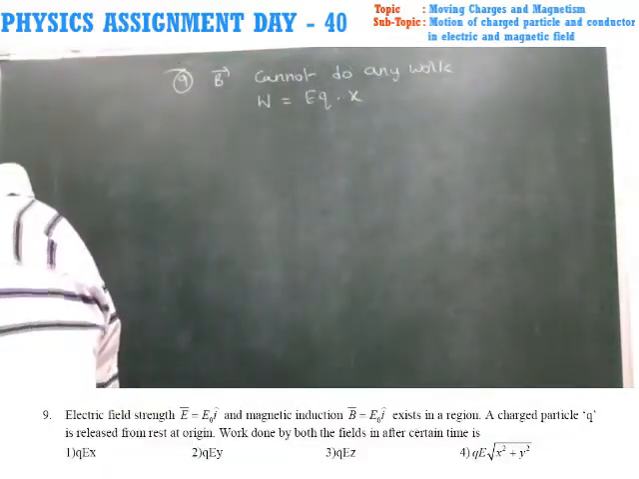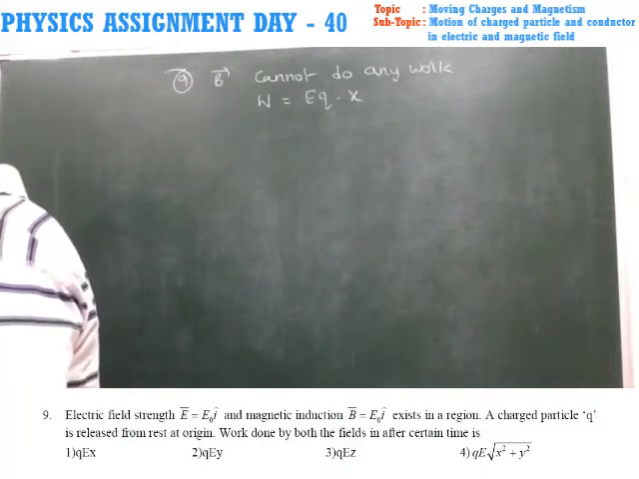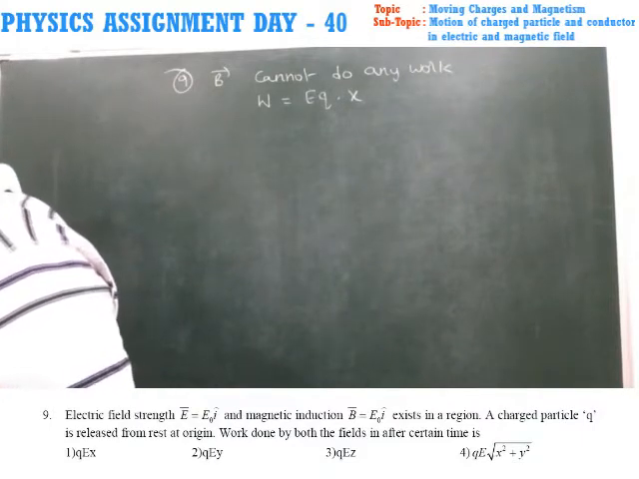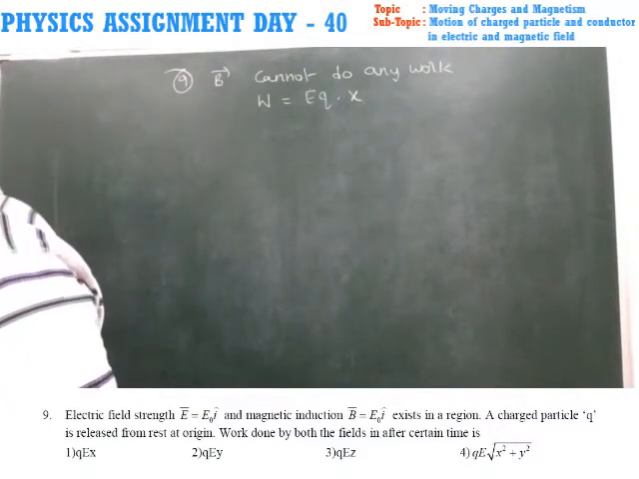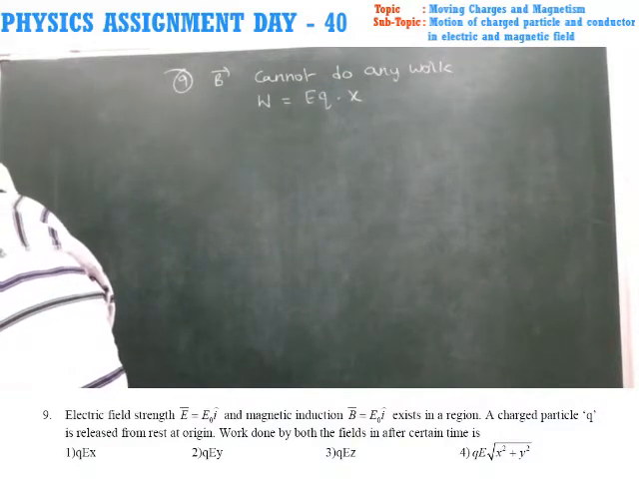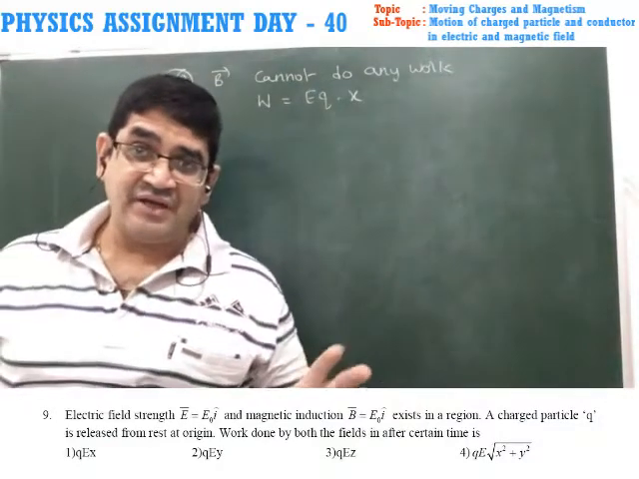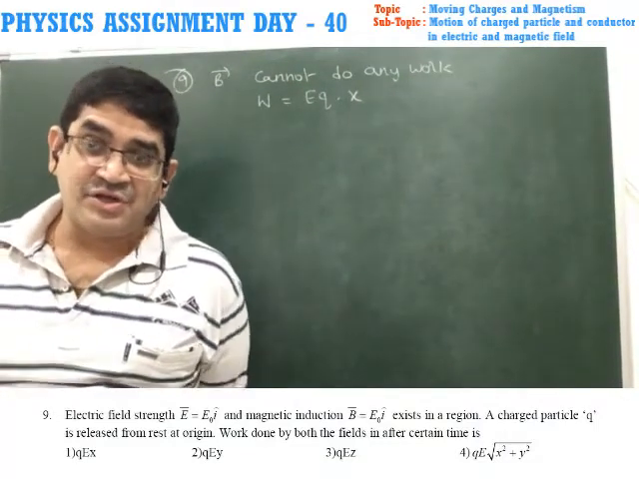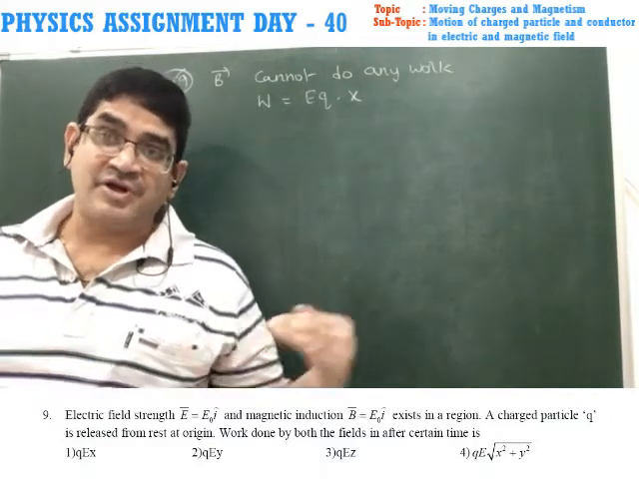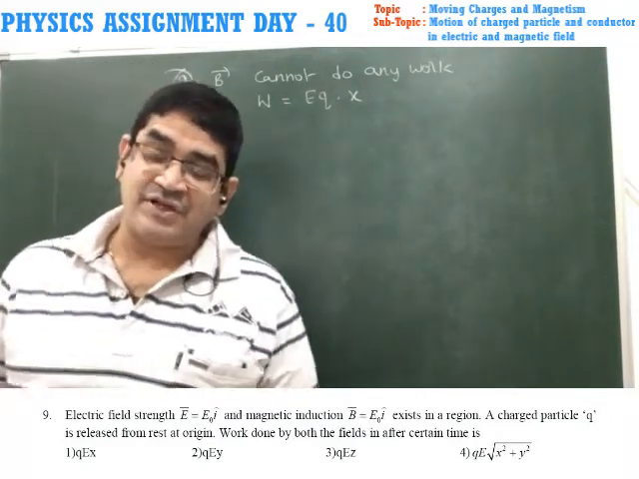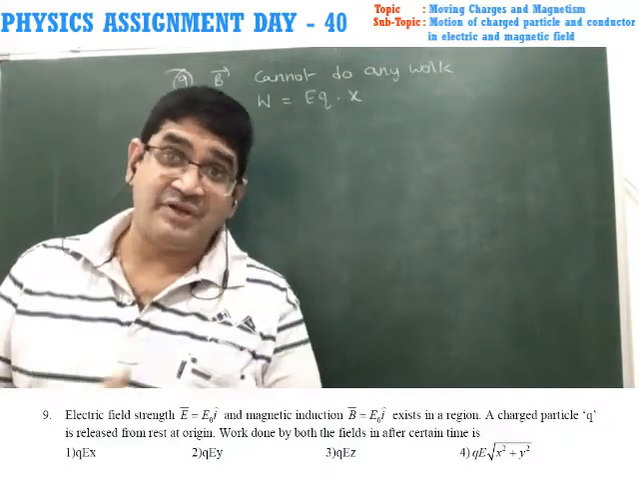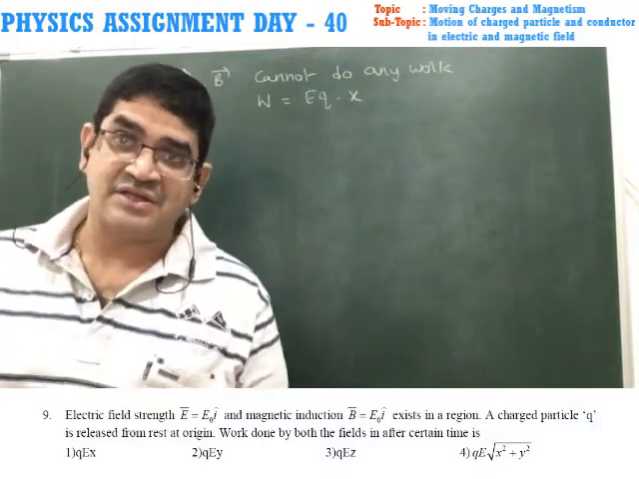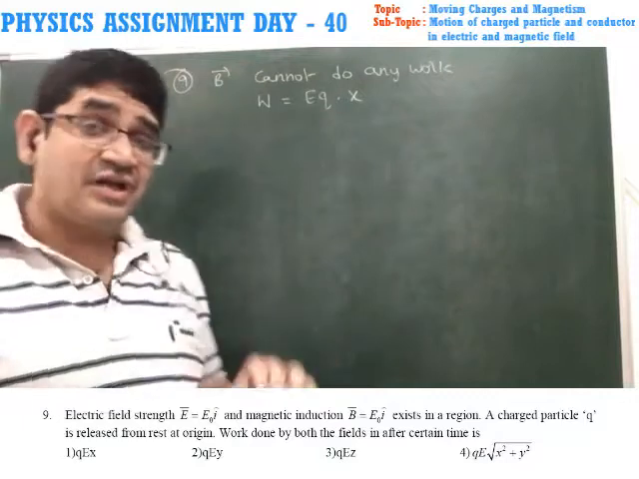So students, in the 9th question, the electric field strength E equals E naught i and the magnetic field B equals B naught j exist in a region. A charged particle q is released from rest at the origin. The work done by both fields after a certain time is? Actually, the magnetic field will not do any work here. As the magnetic field does not do any work, only the electric field will do the work. If there were a perpendicular field or some angle, then work would be done by it. So here work done is only by the electric field.